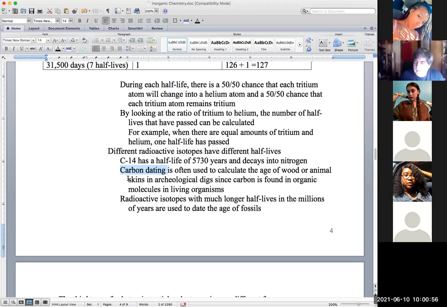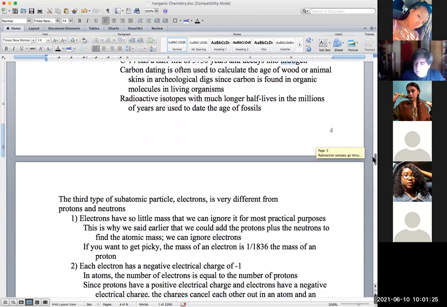But we can find the ratio of the carbon 14 to the nitrogen that it changes into. And we can estimate, okay, how long ago were the trees chopped down that were used to build this house? Or how long ago was the cow killed that provided the leather used to make this clothing? So we can estimate how long ago some culture that we're studying actually was around.